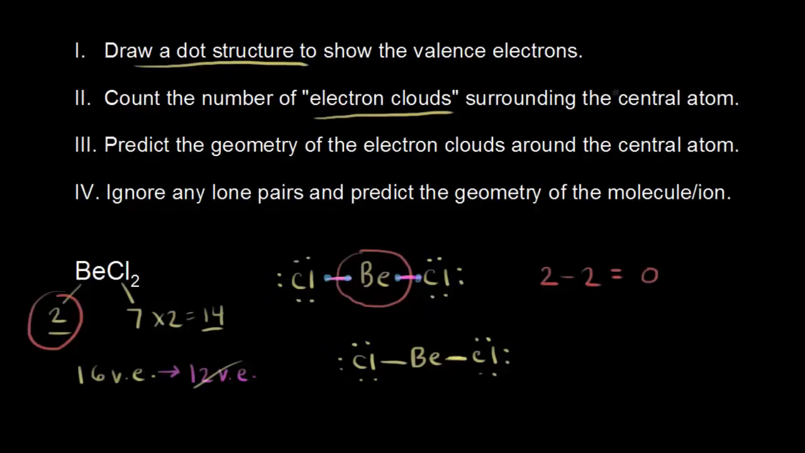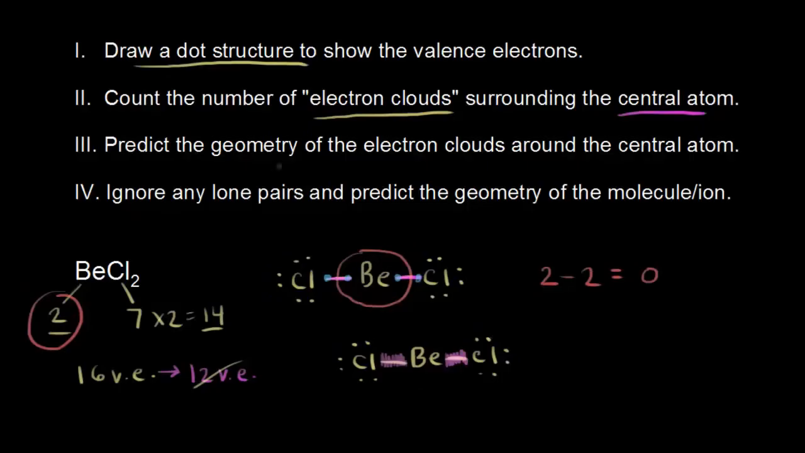So surrounding the central atom, we can see that here are some bonding electrons right here. We could think about those as being an electron cloud. And then over here we have another electron cloud. So we have 2 electron clouds for this molecule, and those electron clouds are furthest apart when they point in opposite directions.